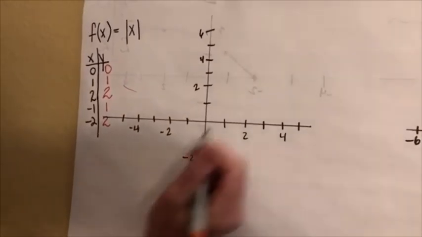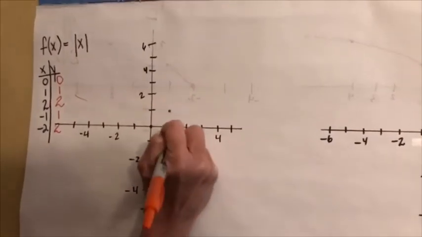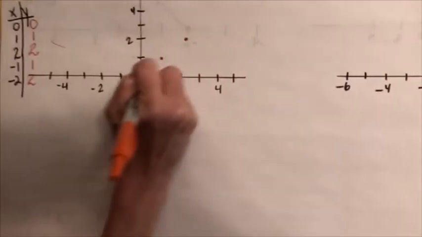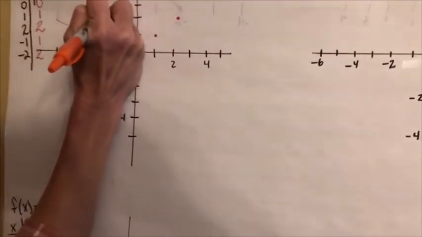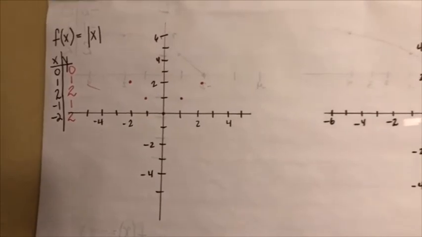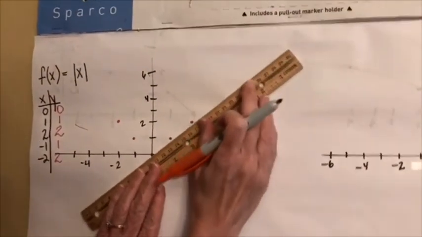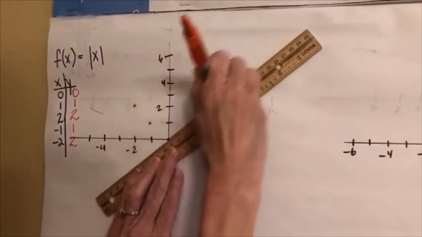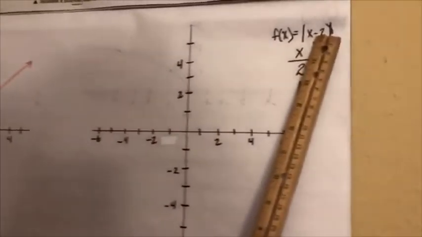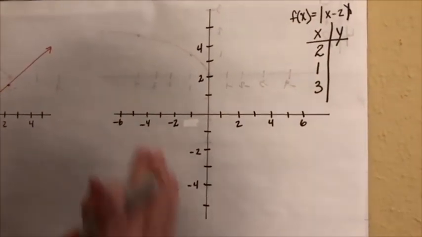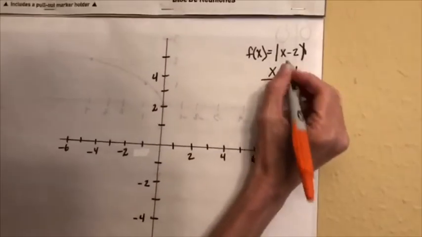Okay, and we can graph that function. 0, 0, 1, 1, 2, 2, negative 1, 1, negative 2, 2. So you can see that we have something that looks like a 90-degree angle here. That's how those look. All right, so now let's see what happens when we introduce subtraction in there. What kind of a shift do we have on the x-axis? Well, when x is 2, y will be 0.